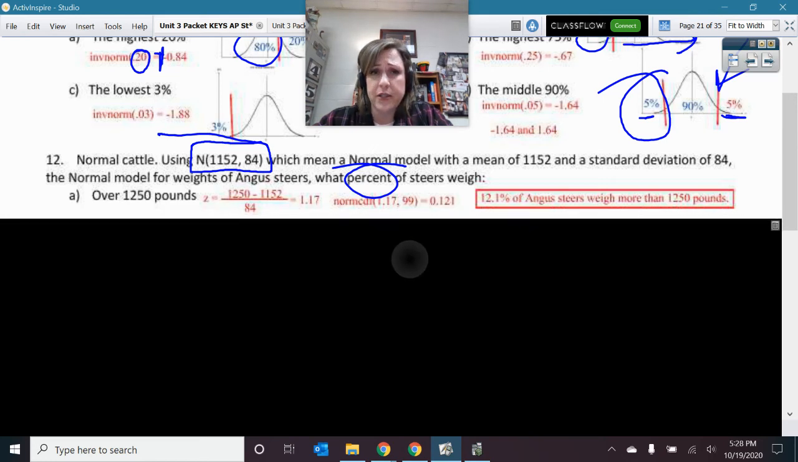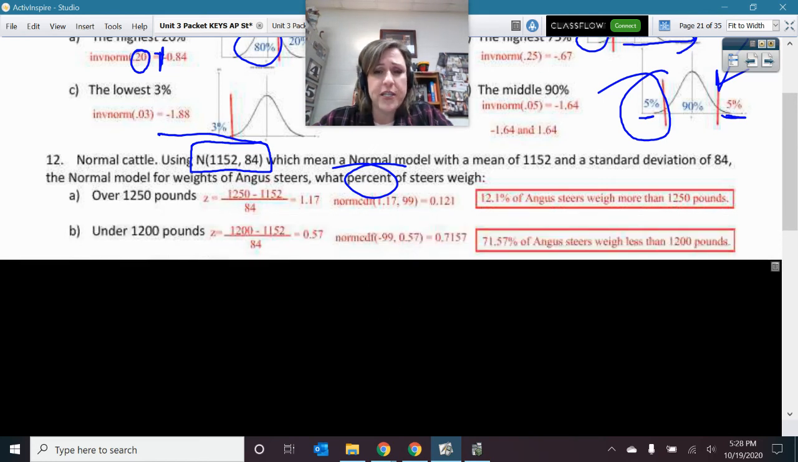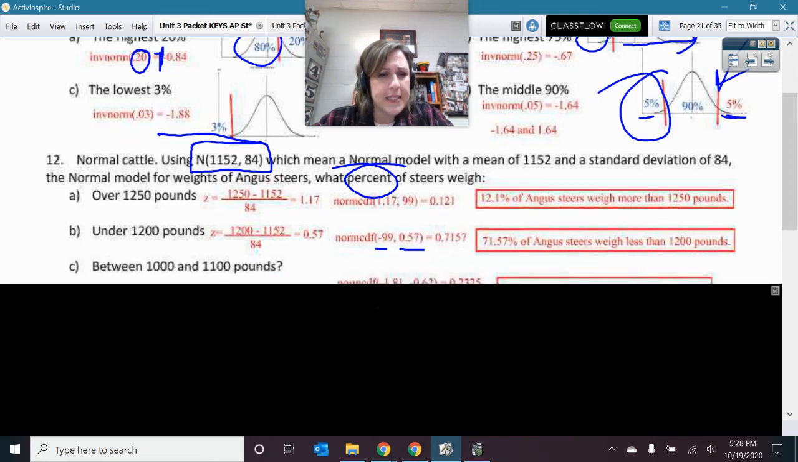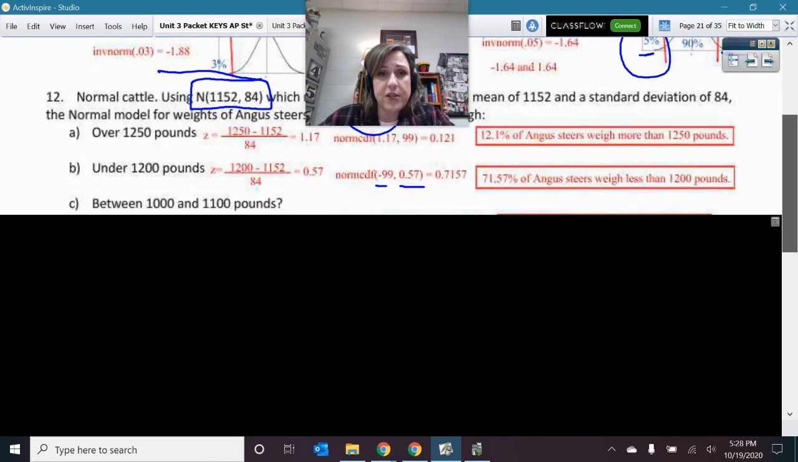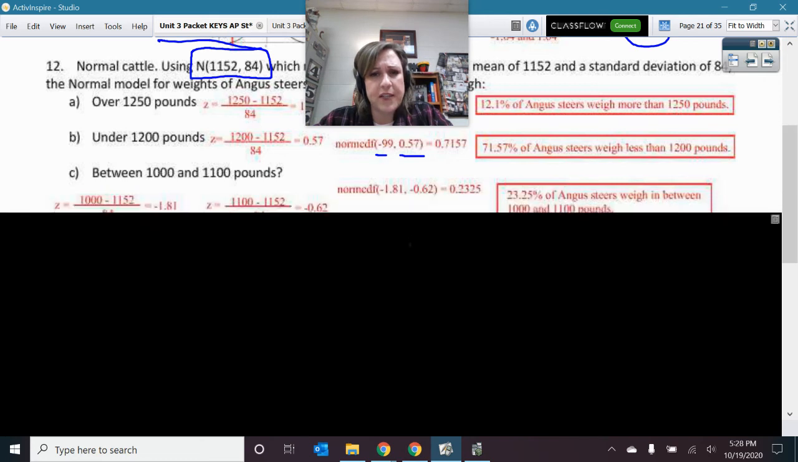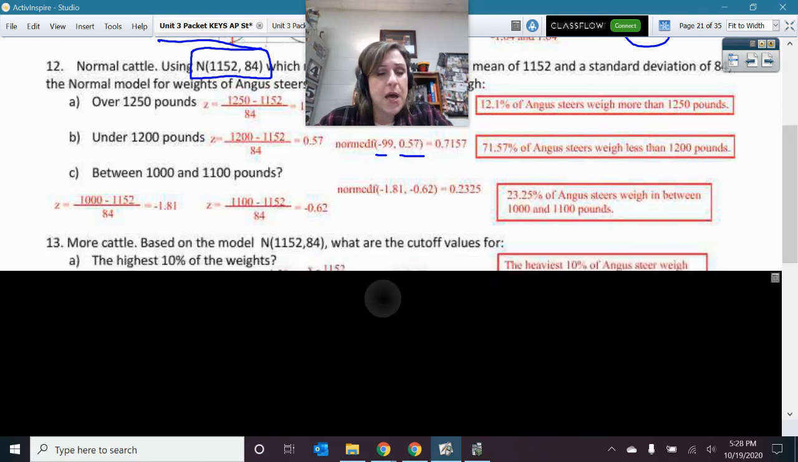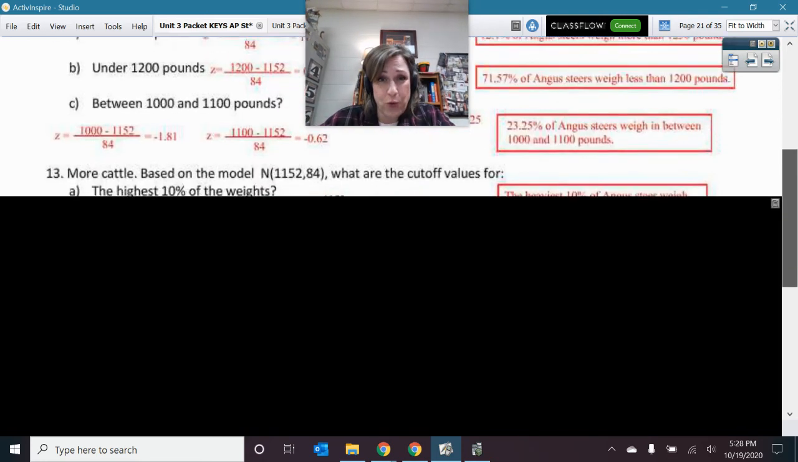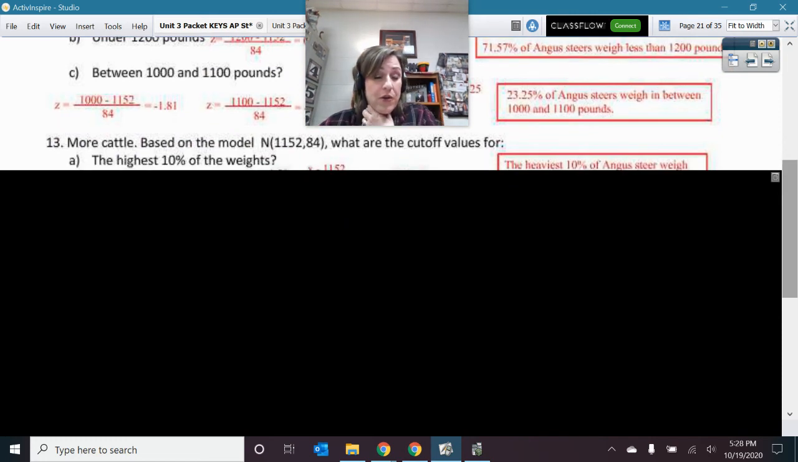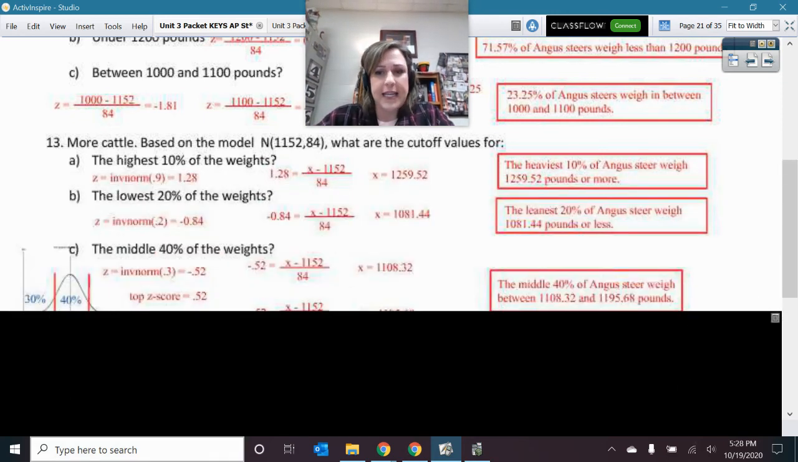Next, under 1200. So get the z-score at 1200, and then go from negative infinity to that z-score. Next, between two values. So this is a pure review of yesterday's stuff. We got the two x values, and then we norm CDF'd between those two z-scores. All right, next thing, but now we are solving for the x values. Okay, so pause, do number 13, parts A, B, and C, and let's see how you do.